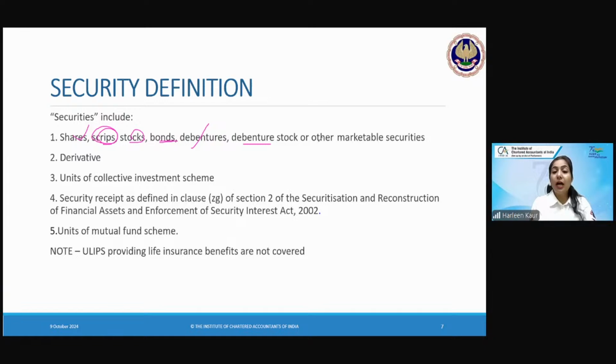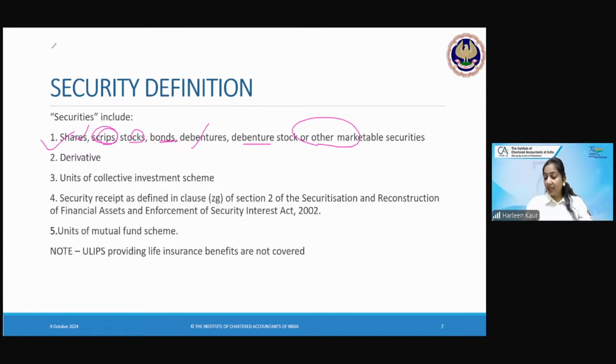Then debenture stock, other marketable securities. There can be other marketable securities: whatever securities are traded on the stock exchange, where buying and selling is happening, are also included under the definition of security. All these terms are very familiar: shares, stocks, debentures, debenture stocks. Other marketable securities means you can buy and sell them on a recognized stock exchange. Whatever securities you buy and sell on the stock exchange are known as securities.